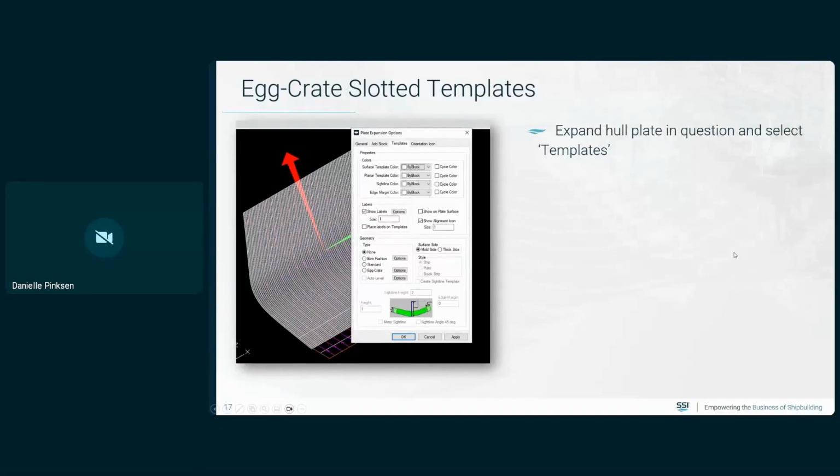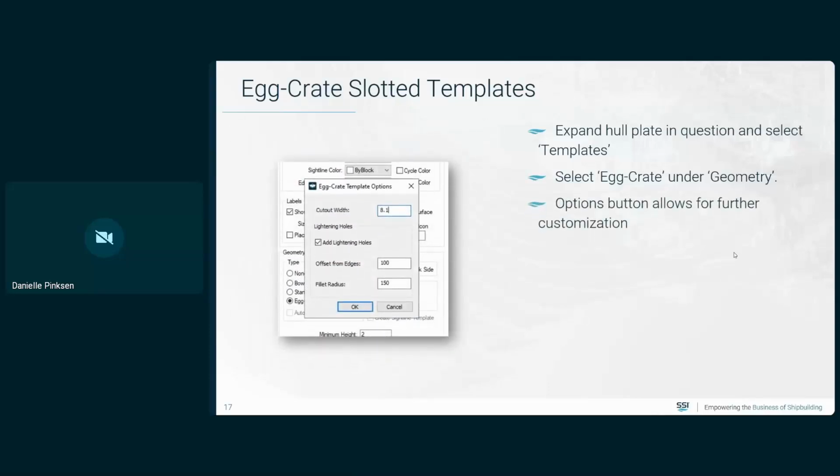So yeah, just a brief demo or walkthrough of how the workflow of this feature actually works. Similarly to the knuckle and press, this is done within the templates tab of the plate expansion options. Under geometry, you'll notice the egg crates where the arrow is pointing there. So you'll just select that. And there's also the options button directly next to that, which allows for further customization of these templates.